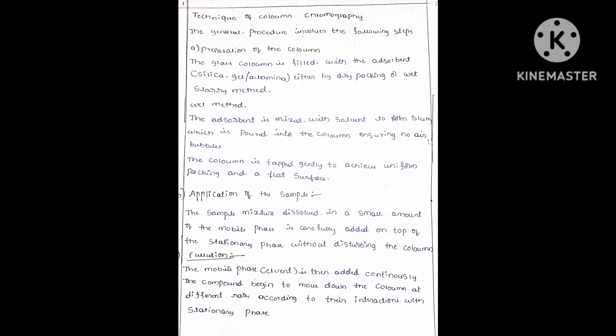Application of the sample. The sample mixture dissolved in a small amount of the mobile phase is carefully added on top of the stationary phase without disturbing the column. Elution. The mobile phase eluent is then added continuously. The compounds begin to move down the column at different rates according to their interaction with the stationary phase.